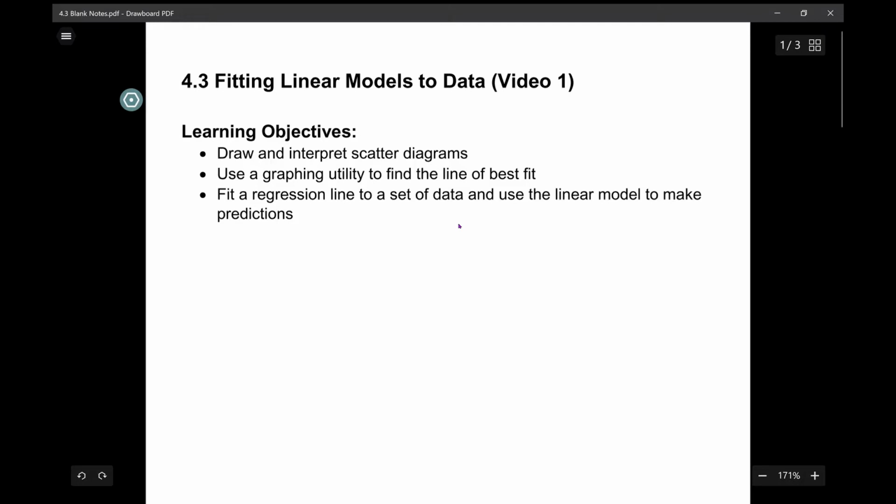All right, our learning objectives for this section are to be able to draw and interpret scatter diagrams, to use a graphing utility, and we're going to use Desmos to find the line of best fit, and to fit a regression line to a set of data and use the linear model to make some predictions.